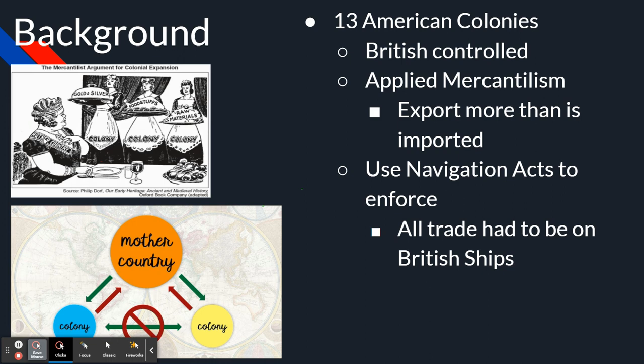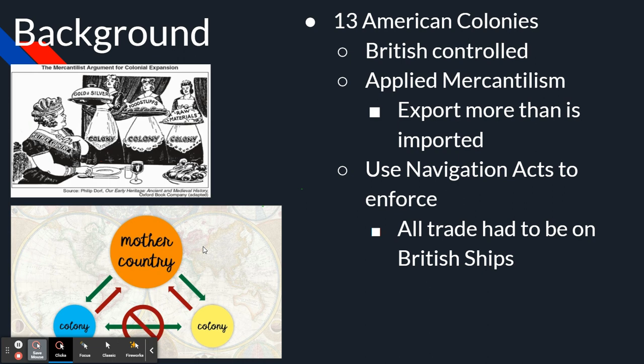So you can see on this political cartoon here, the colonies give things to the mother country to make the mother country rich, or the things that the mother country uses. So the mother country, which would be England for this example, or Britain, doesn't allow the colonies to trade between themselves. The colonies have to send everything back to the mother country. So the mother country makes all the money in this cycle. You never get a colony for the benefit of the colony. A colony is only claimed for the benefit of the mother country.